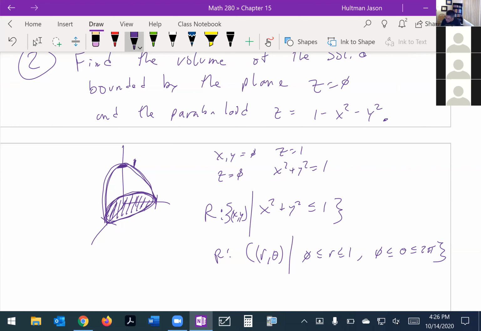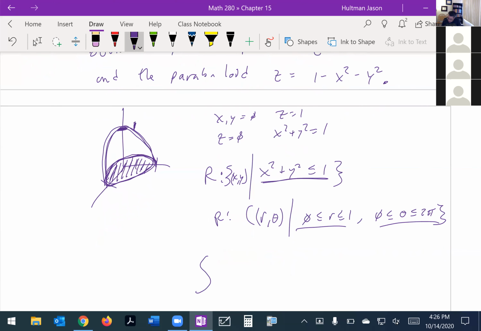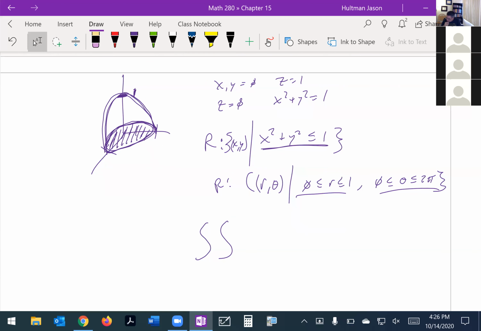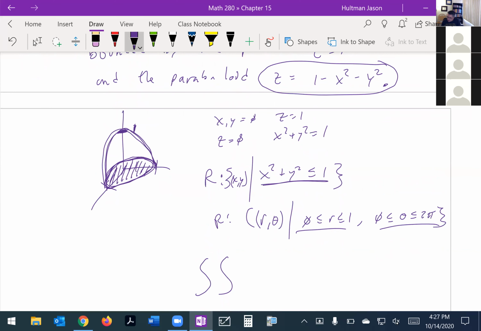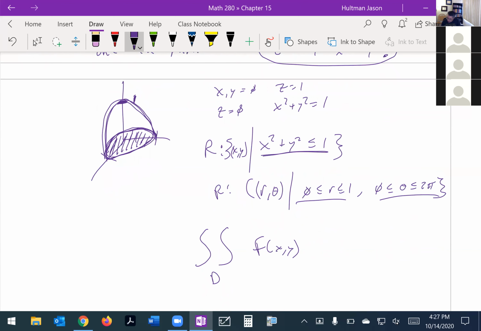So instead of dealing with this, I can deal with these limits, which are just numbers. That's what I'm going to integrate over, dr d theta. We had the function in terms of x and y, which is 1 minus x squared minus y squared. So I could put that here, f of xy. And then I'm just going to put d for domain.